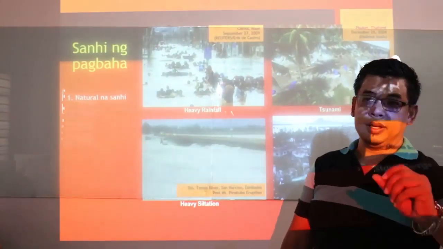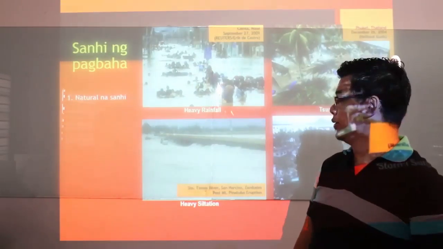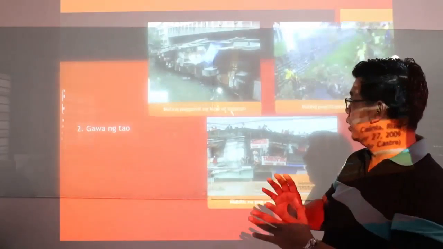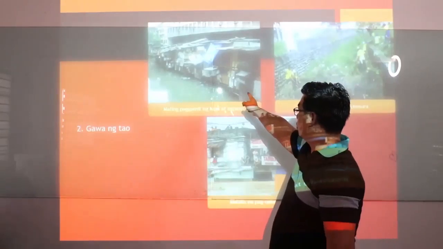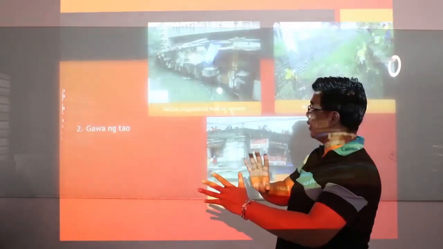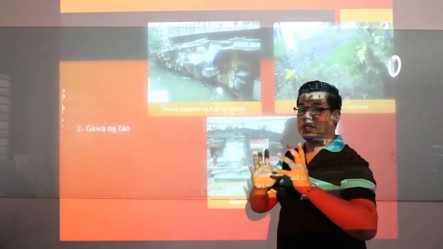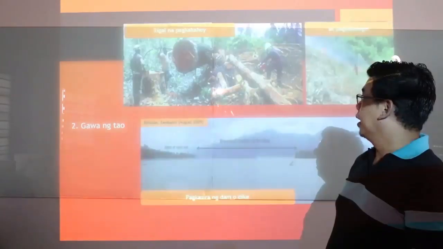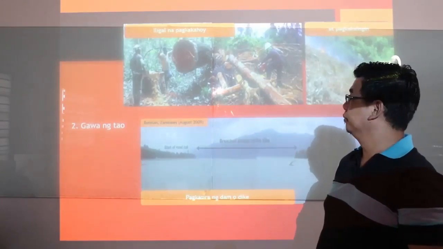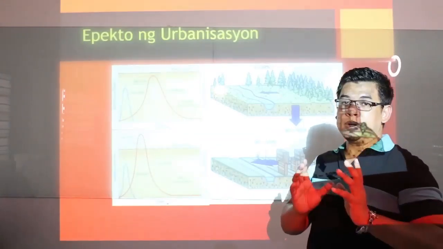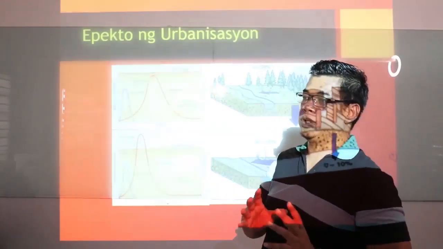You can see the devastating power of floods. If it's human-induced, this is one problem. The illegal settlers tend to stay in areas where there's a body of water, so the tendency is they will have a flood, and also deforestation. Now, the effect of urbanization plays a big part in our nature.